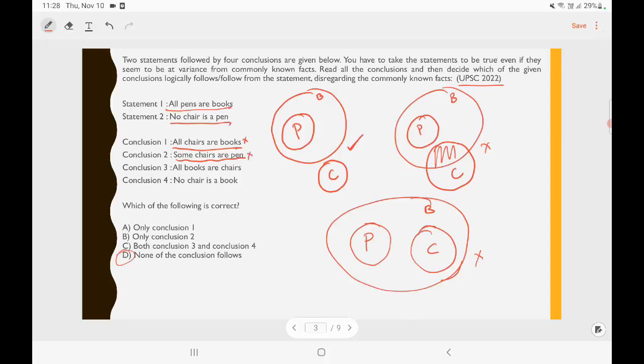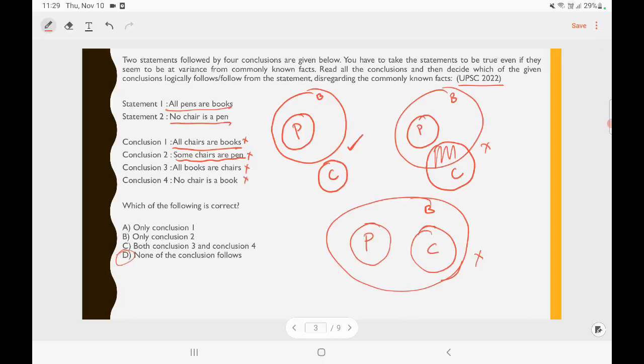That is also extreme because the word "all" is there. So this is also wrong. Now, "no chair is a book" is also extreme because the word "no" is there. So it is also wrong. So in that way also you can eliminate the statement without doing any Venn diagram or anything.